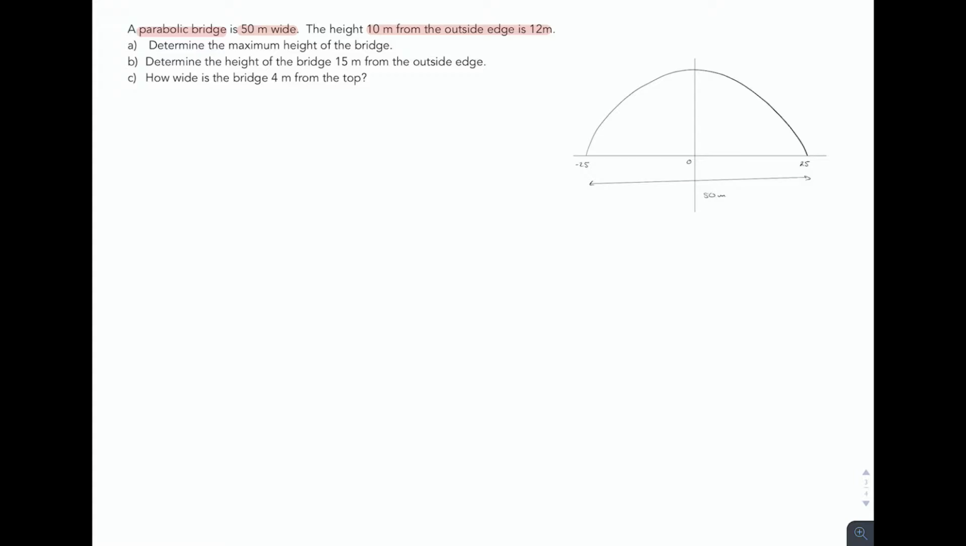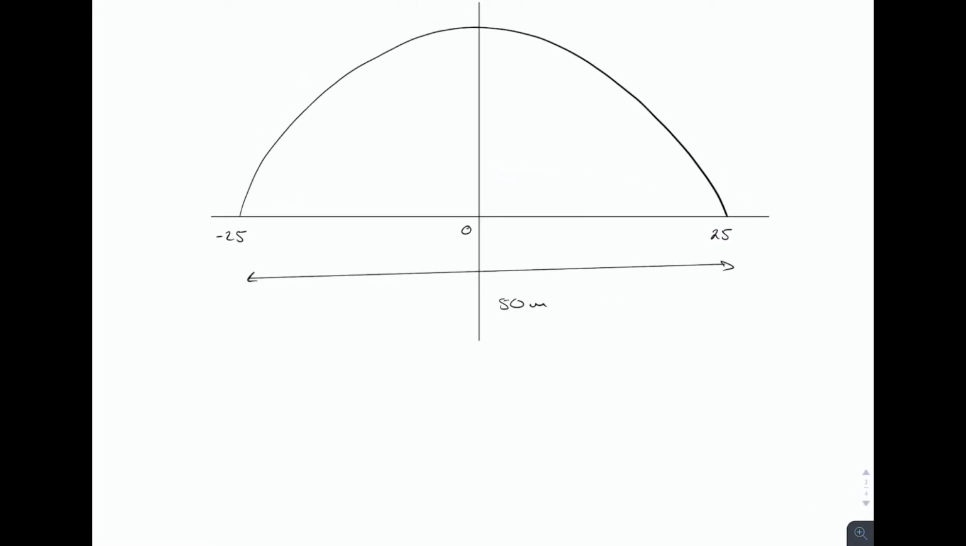And I know that 12 meters from the outside edge, it is 10 meters high. So let's say 12 meters back from 25 is going to bring me to 13. And the height at that point is going to be 10 meters. So this here is 12 meters, and it's a height of 10 meters, 12 meters in from the end.